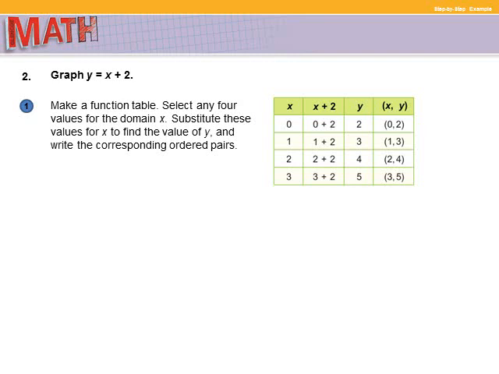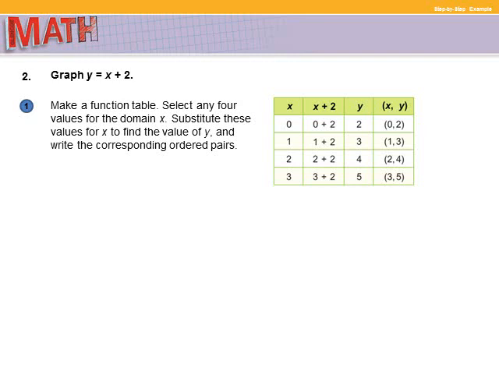We're going to assume some values for x, like 0, 1, 2, and 3. When x equals 0, my function is going to be 0 plus 2, and this gives us that y equals 2. So our ordered pair is going to be 0 and 2. And when x equals 1, I have 1 plus 2, which is 3.